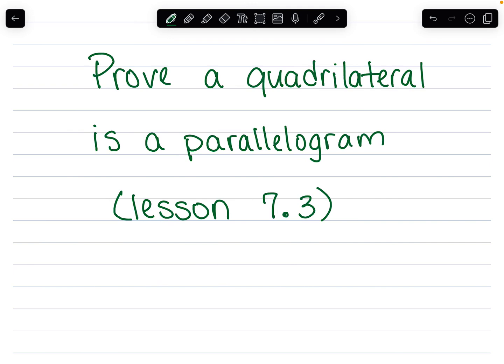Okay, today we're talking about how to prove that a quadrilateral is a parallelogram. So, we know a quadrilateral is what type of figure? Four sides, right? We talked about a parallelogram. What are specific things that you know about parallelograms that have to be true? Two pairs of parallel sides, right? So opposite sides have to be parallel. What else did we talk about?